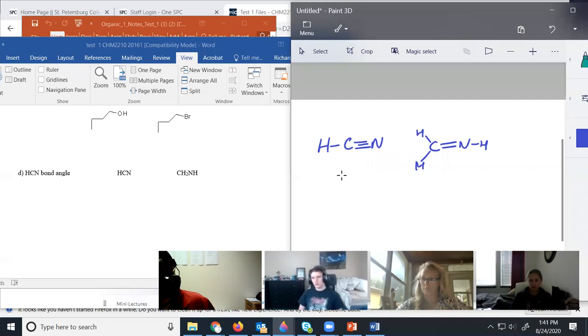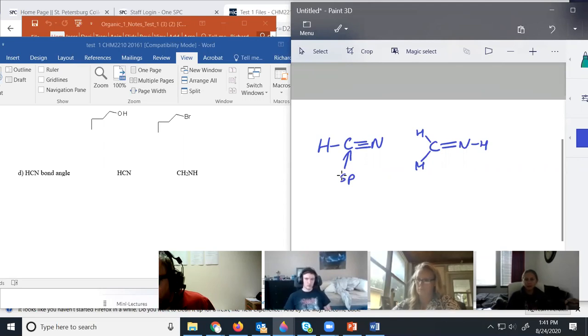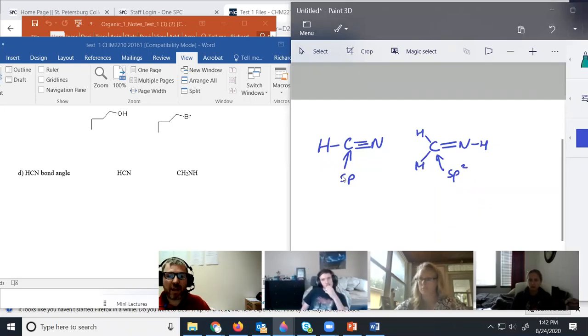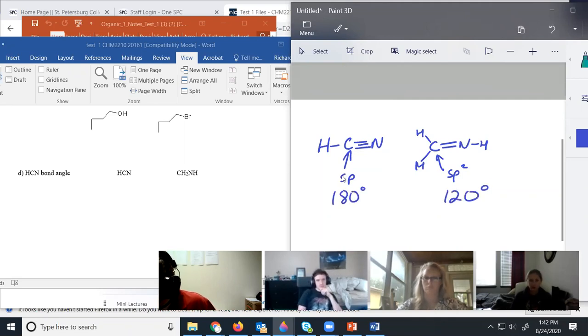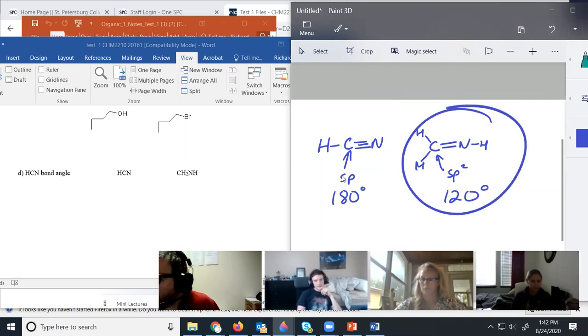And then you can see the hybridizations. That's going to be SP. And that's going to be, let's see, we're interested in HCN bonds, so that's going to be SP2. They're both SP, the C and the N in the first one, and they're both SP2, C and N in the second one. But what we know is that SP is going to have a 180-degree bond angle, and SP2 is going to have 120. So the one that has the lesser bond angle would be this one.